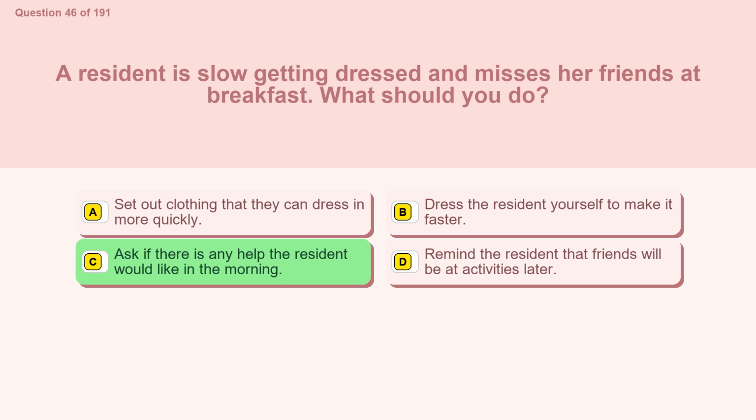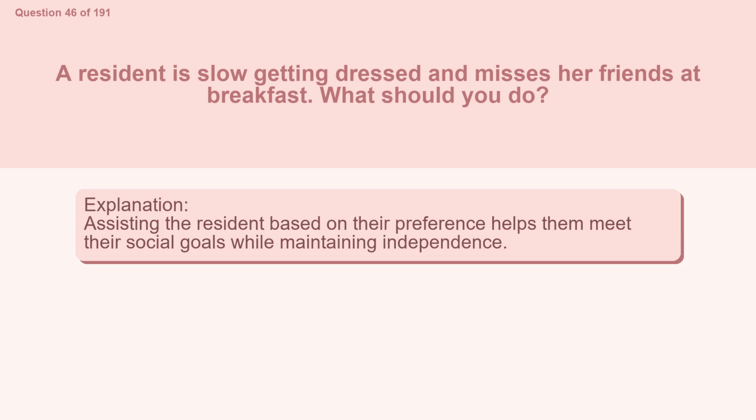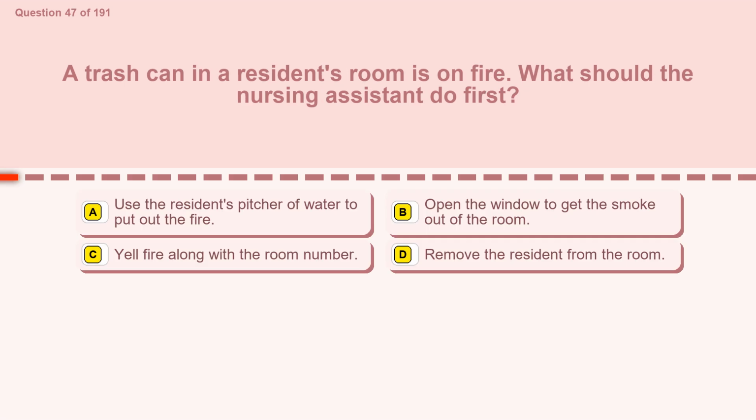The correct answer is option C. Ask if there is any help the resident would like in the morning. Assisting the resident based on their preference helps them meet their social goals while maintaining independence. Question 47. A trash can in a resident's room is on fire.